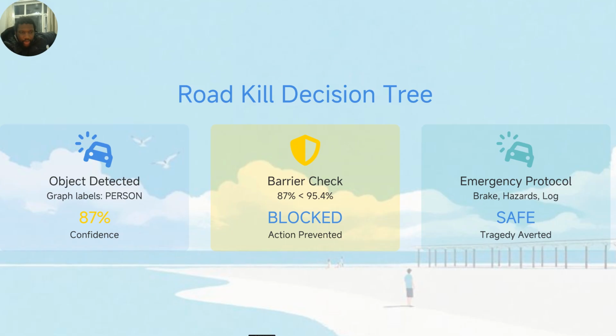Rule protocol. Rule kill decision tree. So object, citizen, graph level person, barrier check blocked. A measure protocol, break, handle trigger pressure. So basically, if an object is detected in real time, it stops. The confidence drops. The epistemic control is the mind stating, do I know what I'm doing now? And if it's below a baseline of 5% or some kind of metric, the action is blocked.